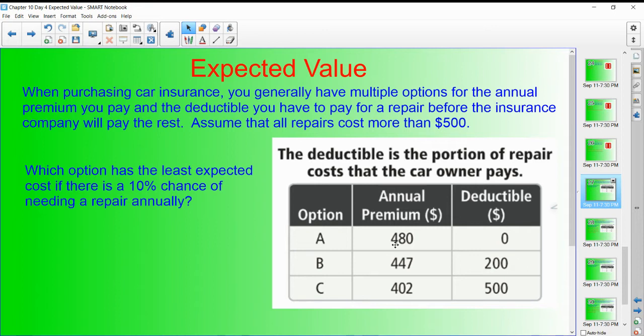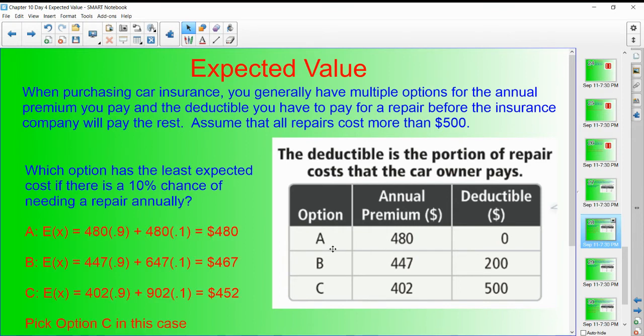So what we can do with this is find the expected value for each one of them, and then pick out the best policy, or the cheapest expected policy. If you want to try this, pause it, go ahead, and try finding the expected value for each situation. Okay, let's take a look at some of these expected values.